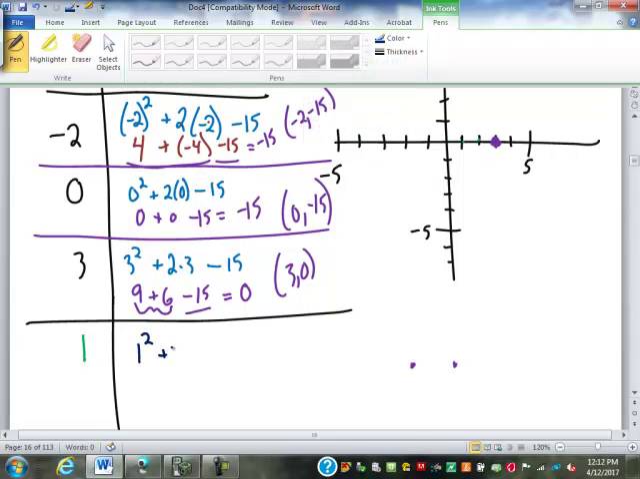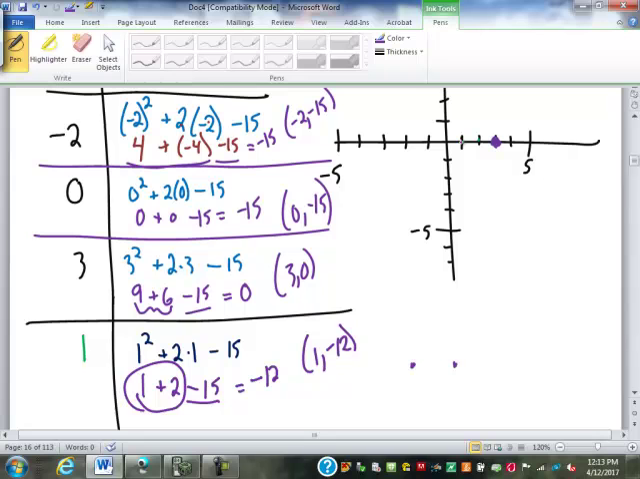So 1 squared plus 2 times 1 minus 15. What is 1 squared? 1. 2 times 1? 2. Good. 1 plus 2 is 3, minus 15 is negative 12. So with the ordered pair 1, negative 12. So positive 1, negative 12 is somewhere in there. Again, not a horribly useful point. So it looks like 2. Good call.